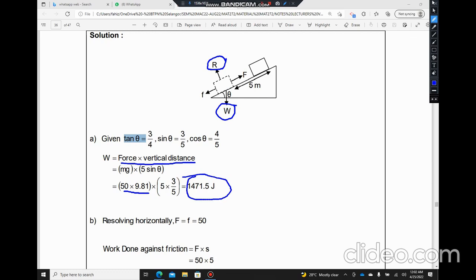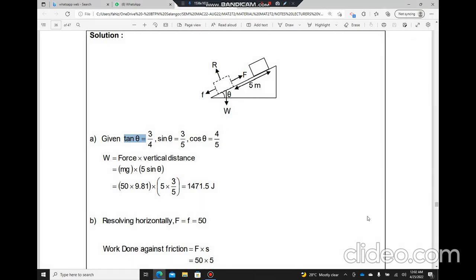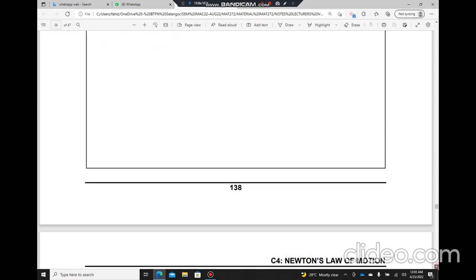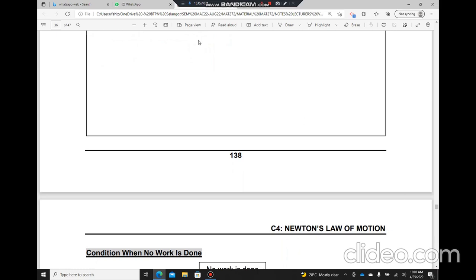Okay, then untuk soalan B yang horizontally, so untuk horizontal dia dah bagi dah friction equals to F equals to 50. Biasa kalau dia tak bagi, kita guna formula yang mu R tu kan. Tapi yang ni since dia bagi terus friction, so kita terus ambil nilai 50. So work done against friction is F multiplied by S. So F equals to 50 and S equals to 5. Okay, so this one for work done. Example of work done.